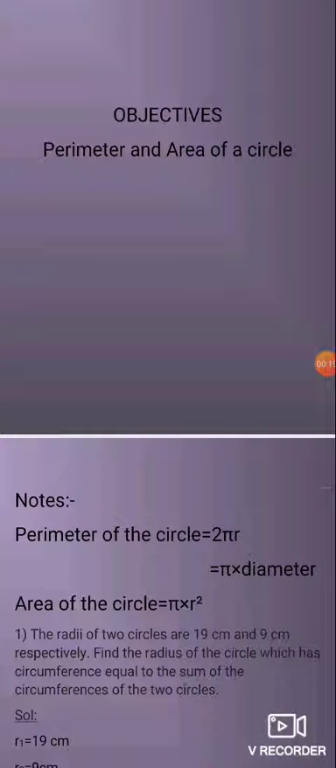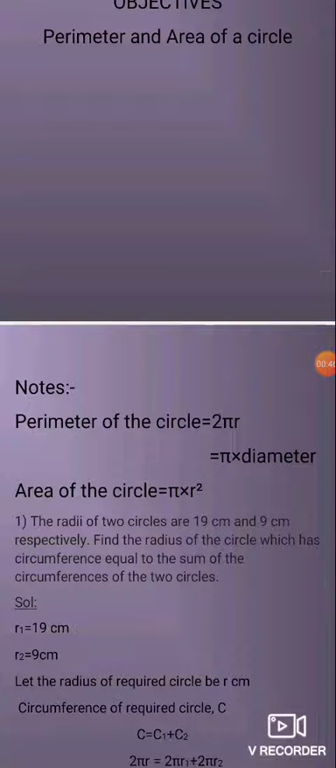Children, we know the equation of perimeter and area of a circle. That is, perimeter of the circle is equal to 2 pi r, or perimeter or circumference. Now, since twice the radius is diameter, we can write it as pi into diameter. Next, area of the circle is equal to pi r square.